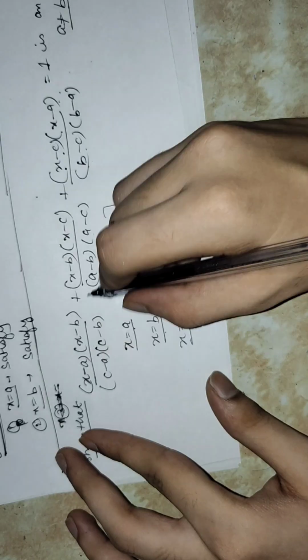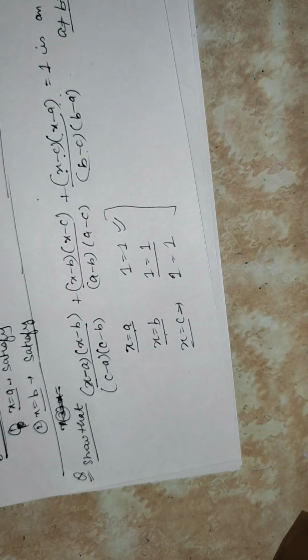So we can say the degree of this equation is 2, so it can have a maximum of 2 roots which can satisfy. But as we can see, more than 2 different values of x satisfy this equation, so it is an identity in x, meaning that the coefficients of x square, x, and the constant term in this equation are 0.